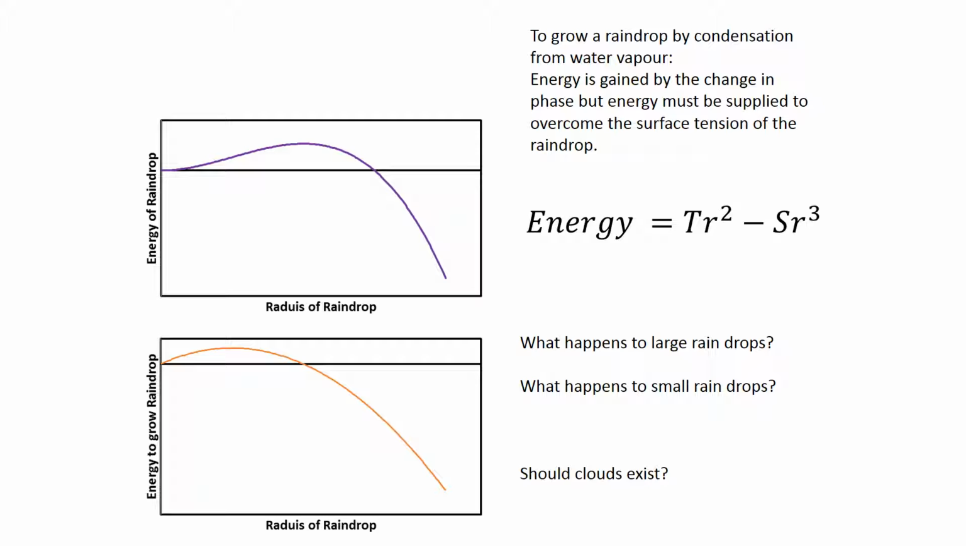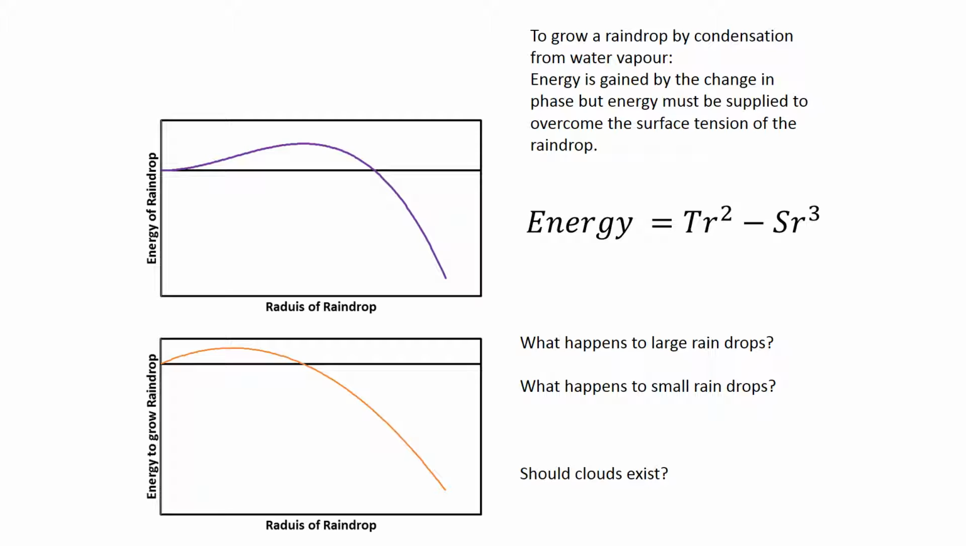So the point is that when the radius of our drop is small, and we increase the size of the drop, this term gets bigger faster than this one. So what this means is that for very, very small drops, it's actually the area of the drop that's more important than the volume of the drop.